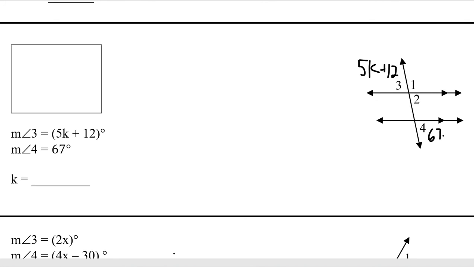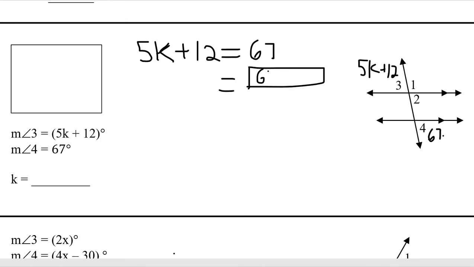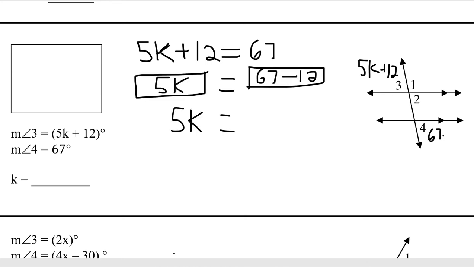So if they're congruent, that means they're equal. This is how we're going to write our equation. The two angles are equal to each other, so you put them equal to each other. 5k plus 12 is equal to 67. And now you're going to do your boxes here. I'm going to do 67 minus 12 because I changed the side, I changed the sign. Over here, I'm going to do 5k.